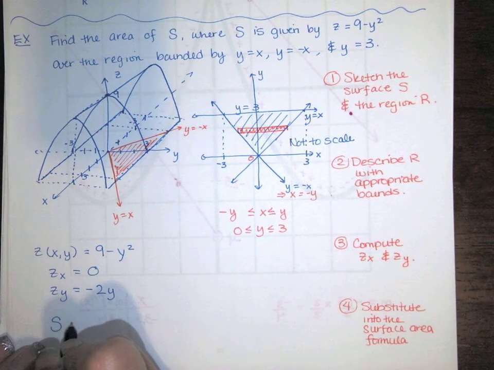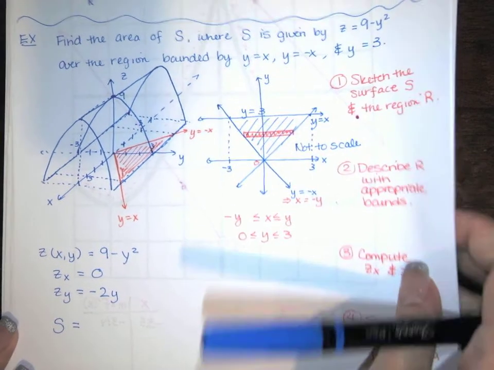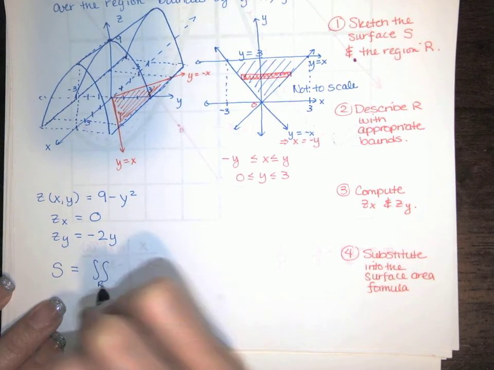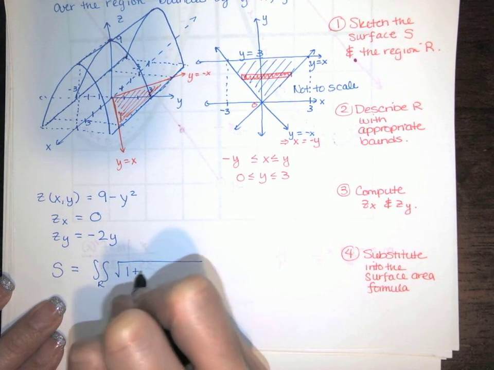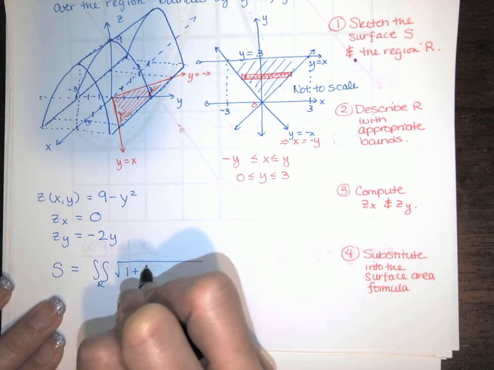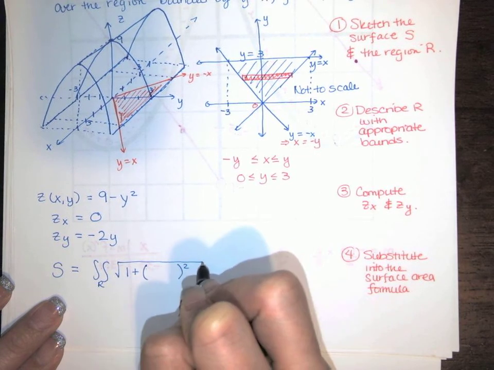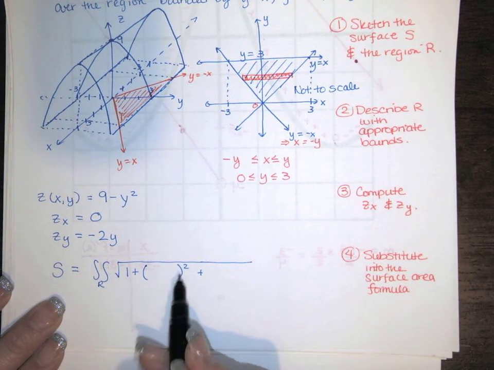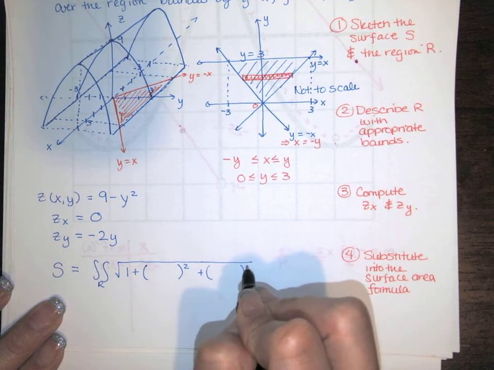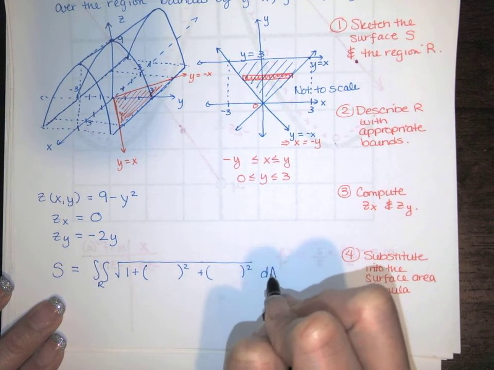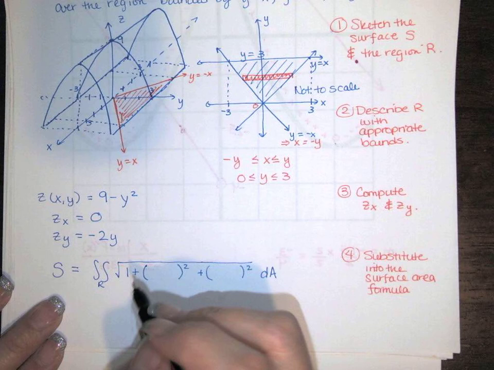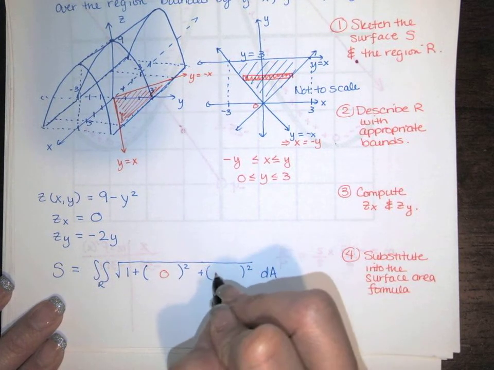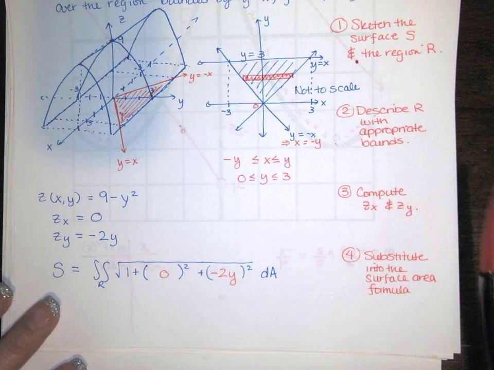So S, the variable we're using for surface area, is the double integral over R of the square root of 1 plus the partial of z with respect to x squared, plus the partial of z with respect to y squared, dA. And the partial of z with respect to x is 0, and the partial of z with respect to y happens to be negative 2y.